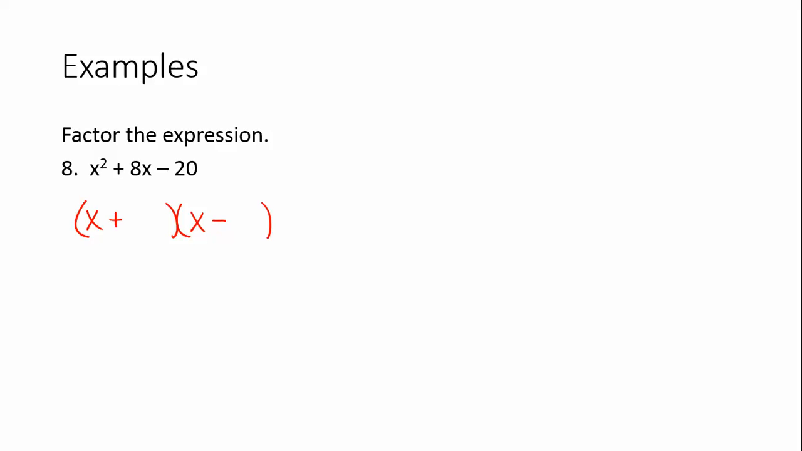So we're still looking for factors of 20 that are going to give us an 8. So we have 1 and 20, 2 and 10, 4 and 5. And now you're probably looking and saying, okay, that gives me 21, that gives me 12, and that gives me 9. Well, none of these give us 8.